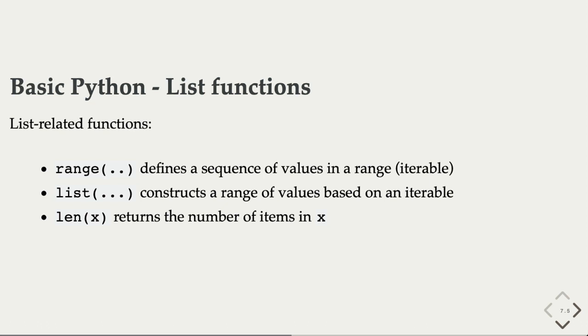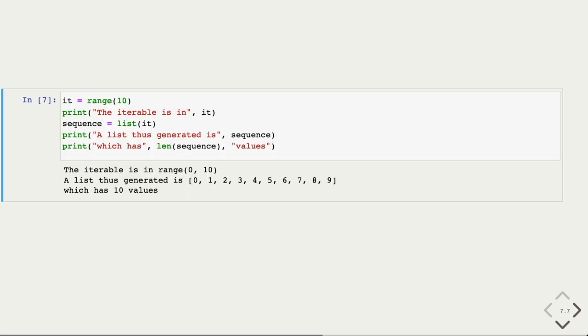For example, the range function defines a sequence of values in a range, which is an iterable. The list function constructs a list of values based on an iterable. And the len function returns the number of items in a particular list. So here range 10 creates a range between 0 and 10, but does not include number 10. A list can be created based on this range, and the result is integers from 0 to 9.